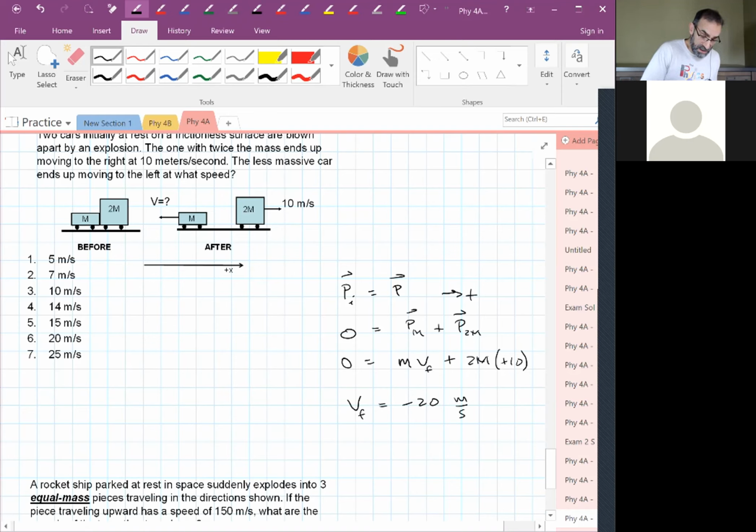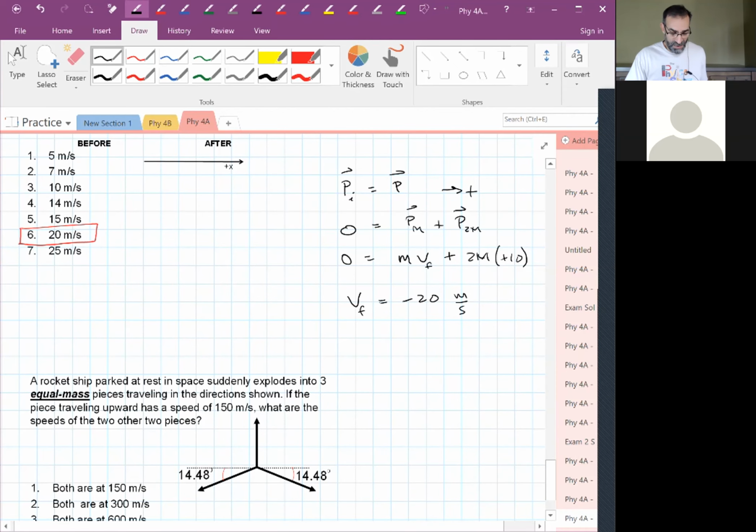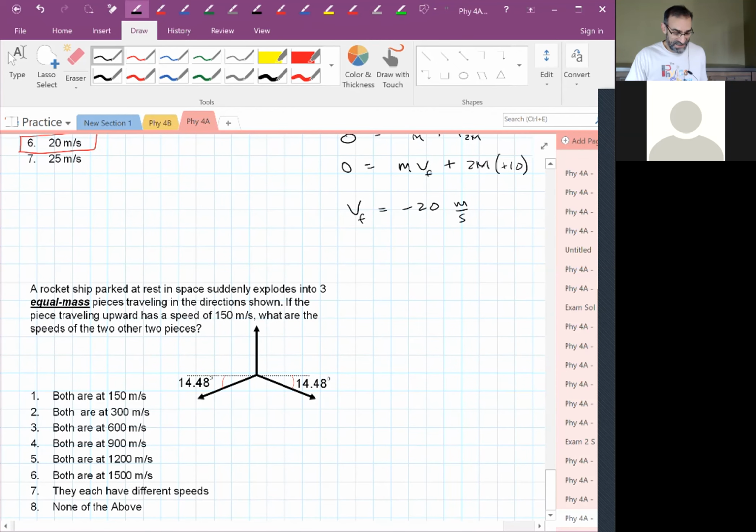They asked for the speed. 20 to the left. Or negative 20 and define what your positive direction is. Don't tell me negative 20 to the left. I don't know what that means. Be clear. All right, let's squeeze one more in here and then we'll take a break.